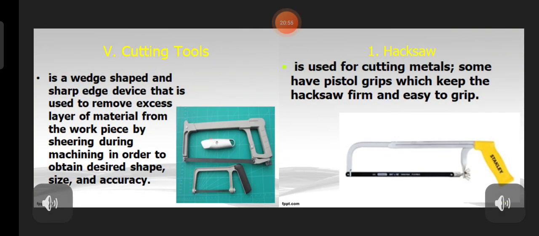The fifth category of basic hand tools is what we call the cutting tools. A cutting tool is a wedge-shaped and sharp-edged device that is used to remove excess layers of material from the workpiece by shearing during machining in order to obtain the desired shape, size, and accuracy.